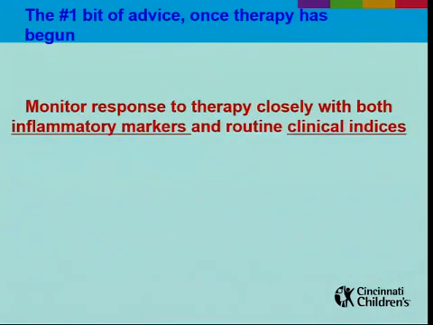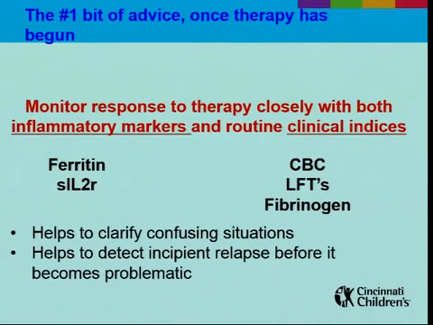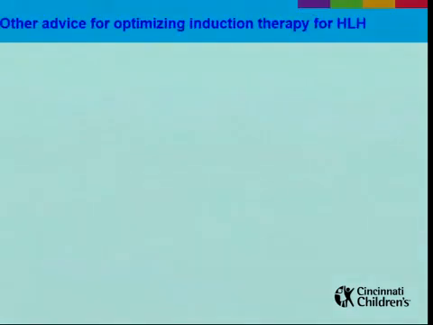You want to monitor response closely with both inflammatory markers and your routine clinical indices: ferritin and soluble IL-2 as your inflammatory markers, your CBC, LFTs, and fibrinogen. Your LFTs should be improving, your fibrinogen should be improving. Your CBC may be the one that lags the most because you're giving chemotherapy. Frequent assessment can help you clarify confusing situations and also decide if the patient is worsening. A worsening ferritin and a worsening soluble IL-2 on therapy is a very poor prognostic factor.